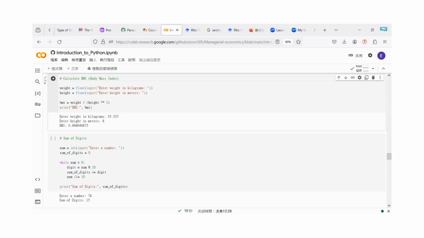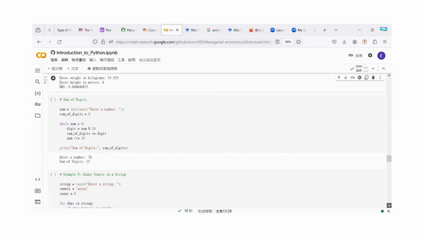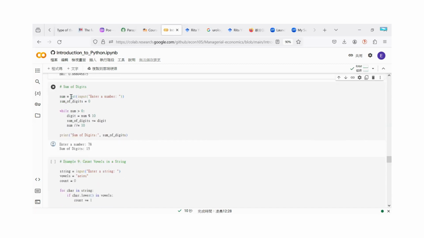And then next is about the sum of the digits. Okay, so we have the sum of digits integer.